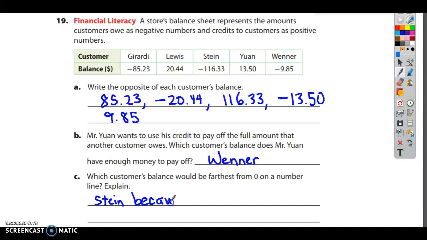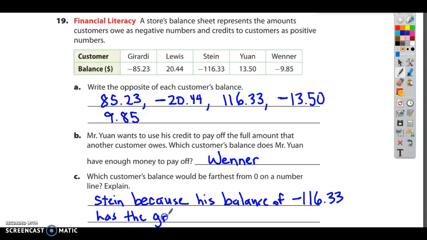And it says explain, and I'm going to use the term absolute value. I'm going to say Stein because his balance of negative 116.33 has the greatest absolute value. It's the only one over 100. If you write something like this, you'll be in good shape. All right, good job. We're done with number 19. Let's go ahead and move on to number 20.